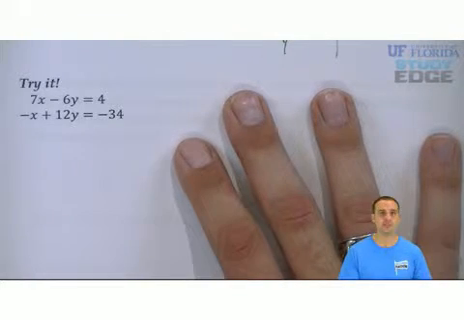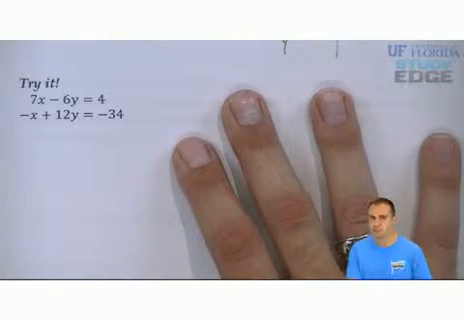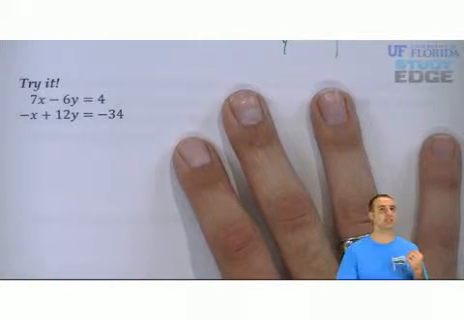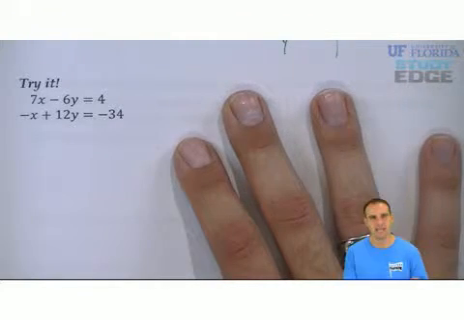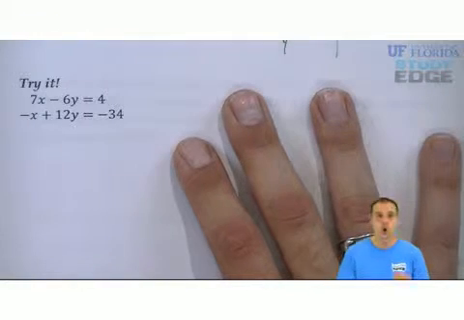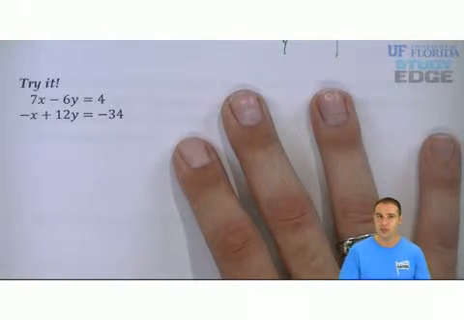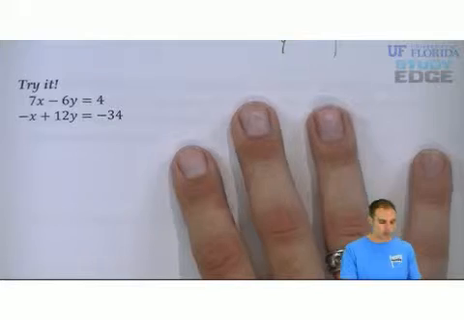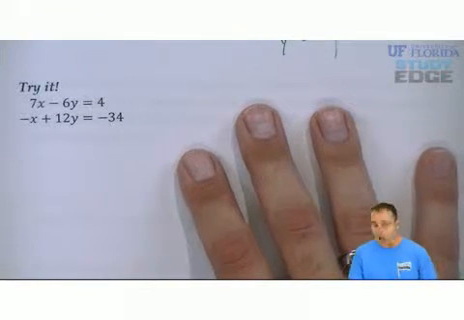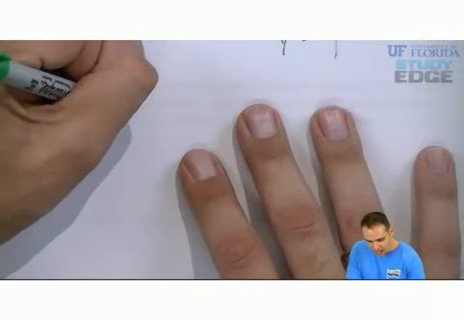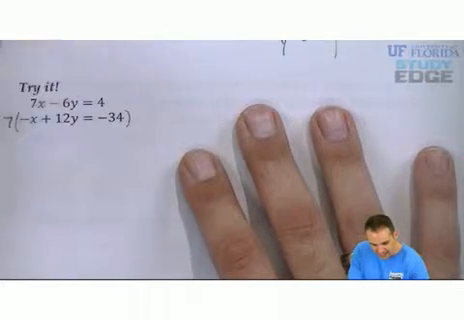If you see a coefficient of 1, you try and do substitution. If you see a match, you're doing elimination or multiple elimination. They're not going to tell you which method to use. So here, I can eliminate the x's or the y's. So check this out. I'm going to eliminate the x's. I'll multiply the bottom equation by 7.